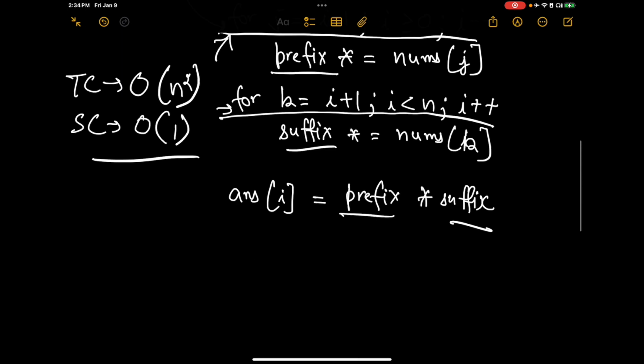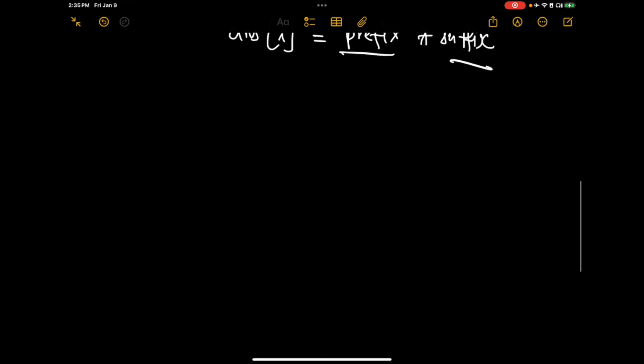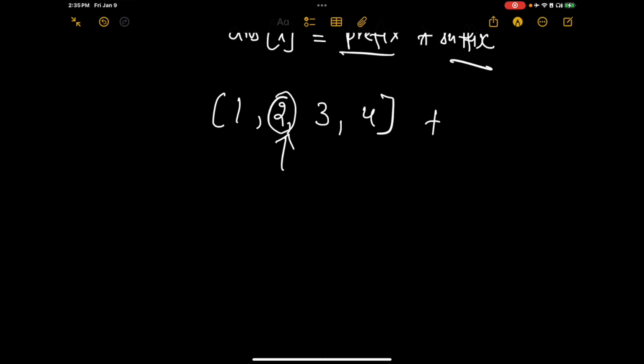Now, can we do better than this? Let's think of another approach. I'll just use the same example, 1, 2, 3, 4. When we are at 2, what we have to do is multiply all the numbers except this 2. So what we can do is calculate the total multiplication, which is 4 cross 3 cross 2 cross 1. So basically it's 24.